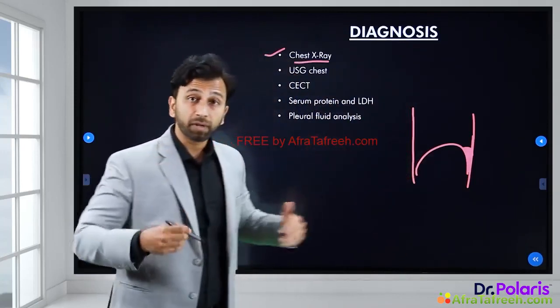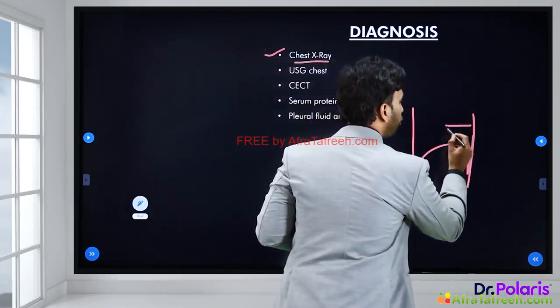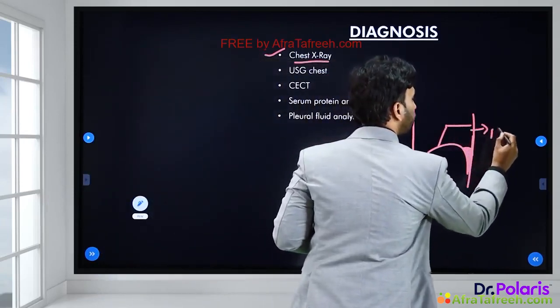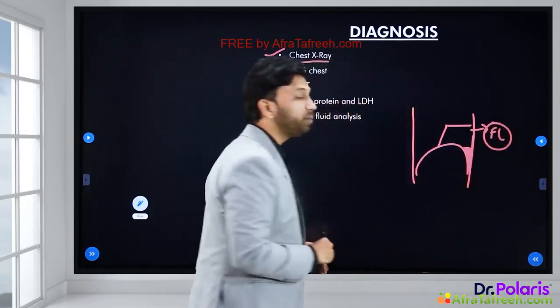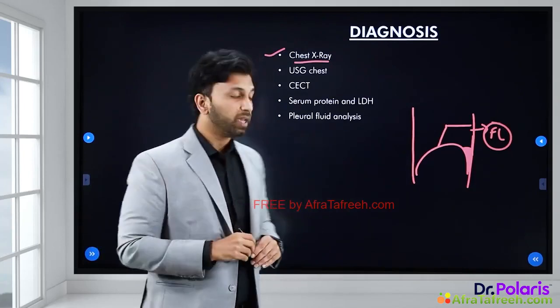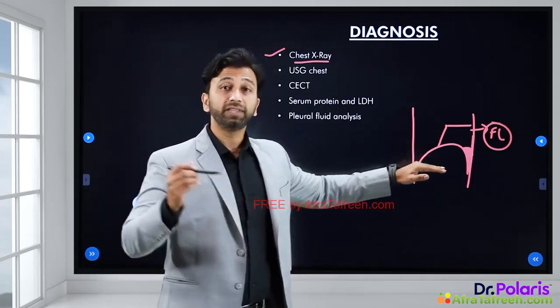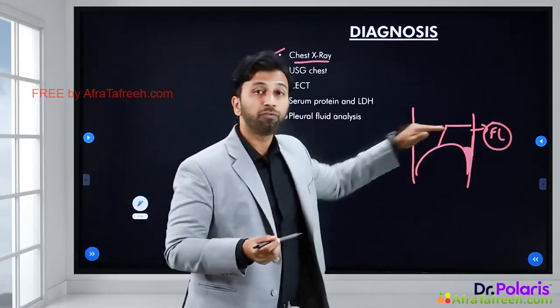When the collection exceeds, then it forms a fluid level. So to form a fluid level, there has to be a collection of at least 200 to 250 ml. If there is a smaller collection, there is an obliteration of the costophrenic angle. If there is a larger collection, you can see a fluid level.